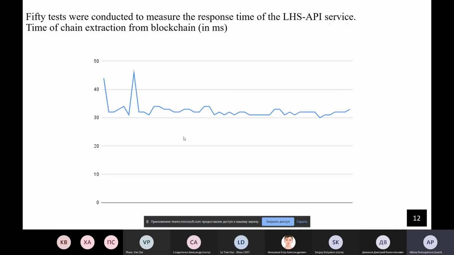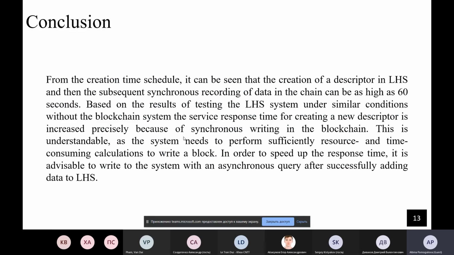And the last one, time of chain extraction from blockchain. As we can see, it's also quite fast, but we can do some things to make it a little bit faster. As a result of our work, we can say that we need to restructure our blockchain system. We need to make it a little bit faster. We can do it using our Genesis JSON file to change some settings and make the creation of the main block a little bit faster.